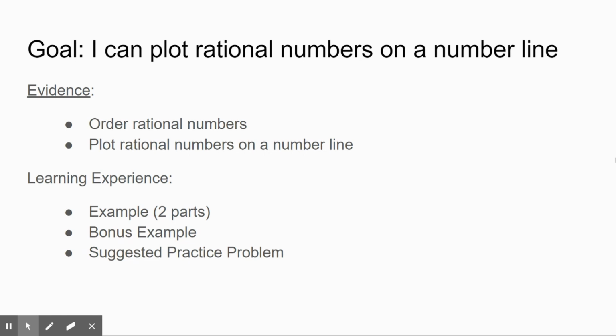In our learning experience, we've got two examples. The first one actually has two parts. The second one is kind of a bonus example, just in case you need it. And then there's a suggested practice problem at the very end.